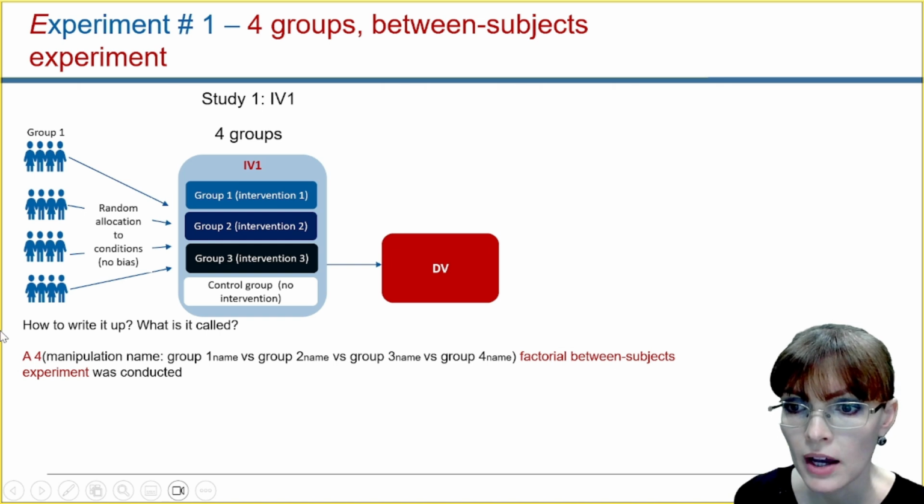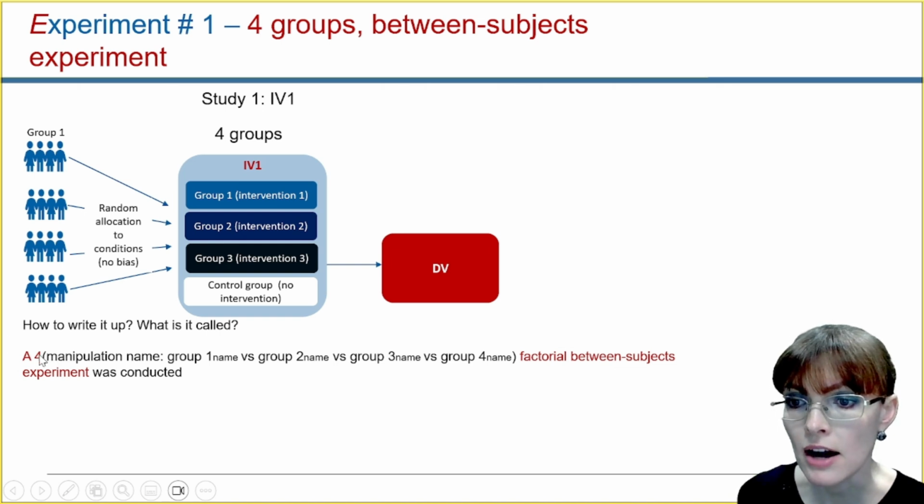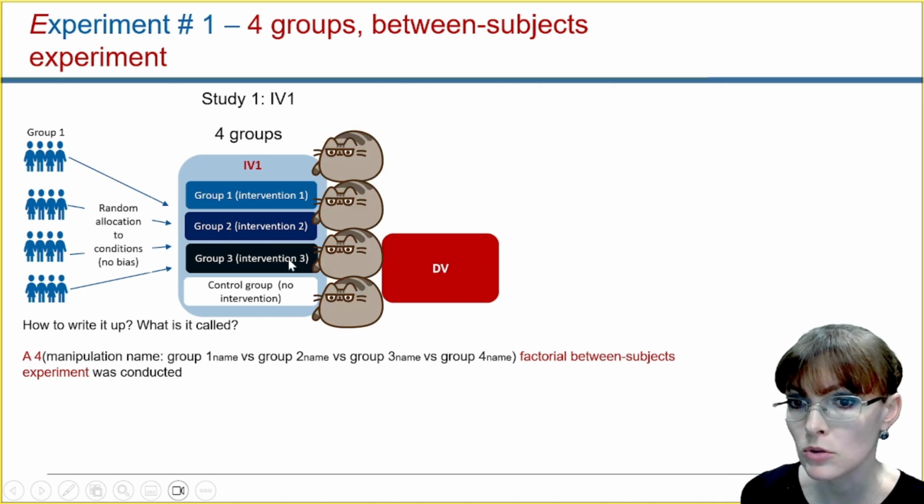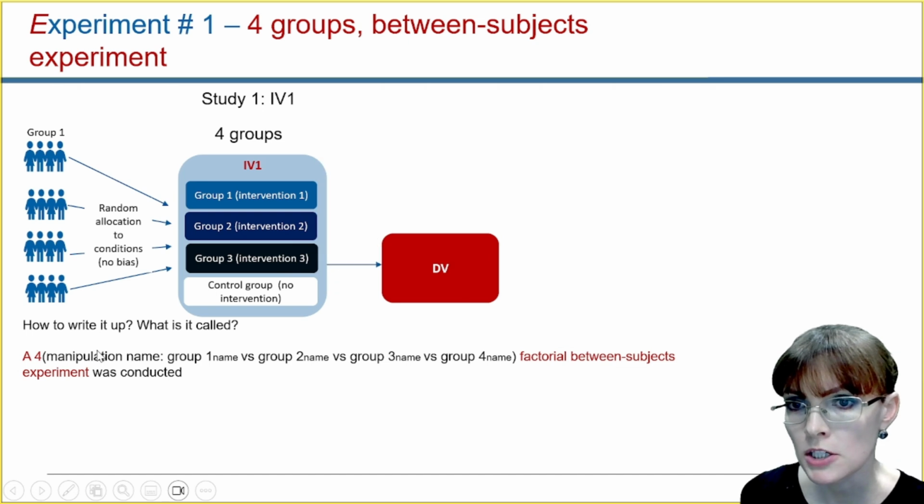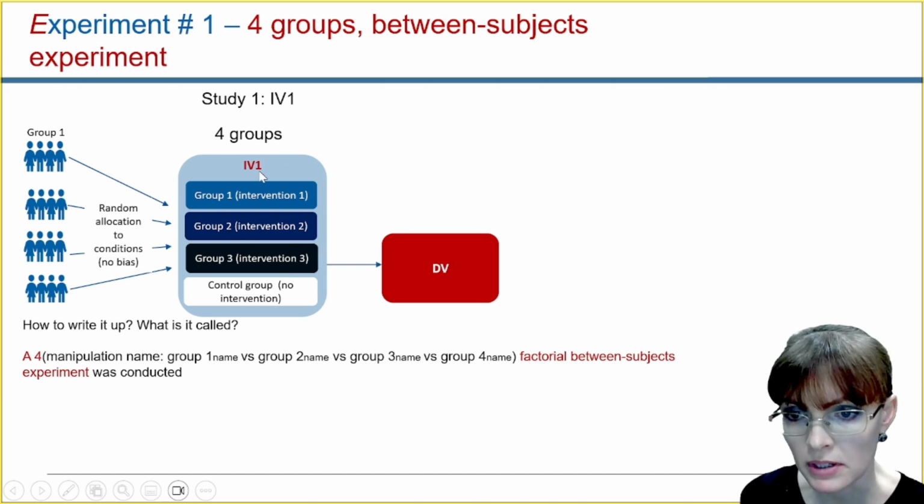Over here, as you can see, now I have 4. And this number 4 stands for the number of groups that I have. I have 4 of them. My manipulation name is the overall name for this independent variable.